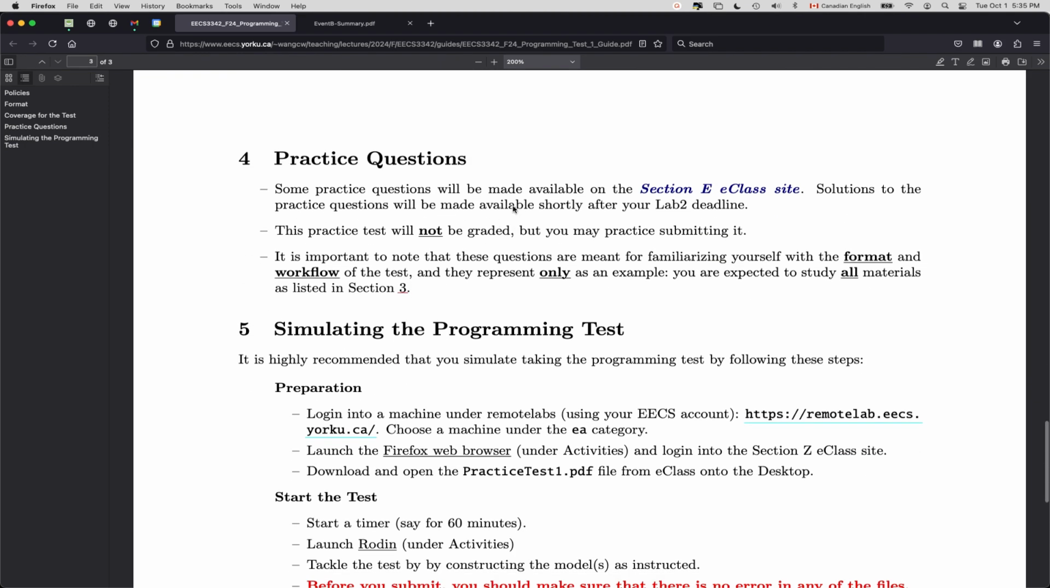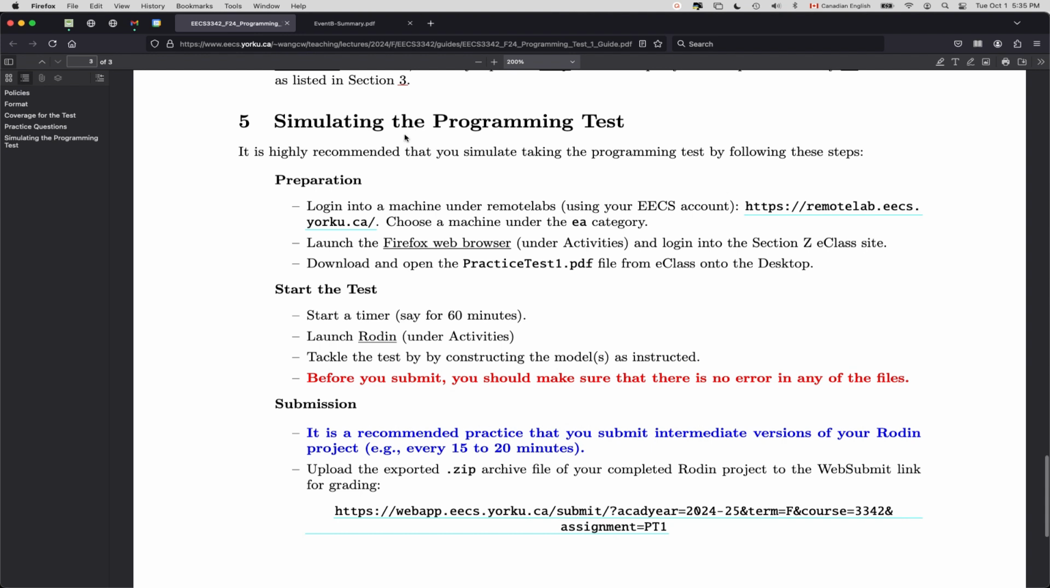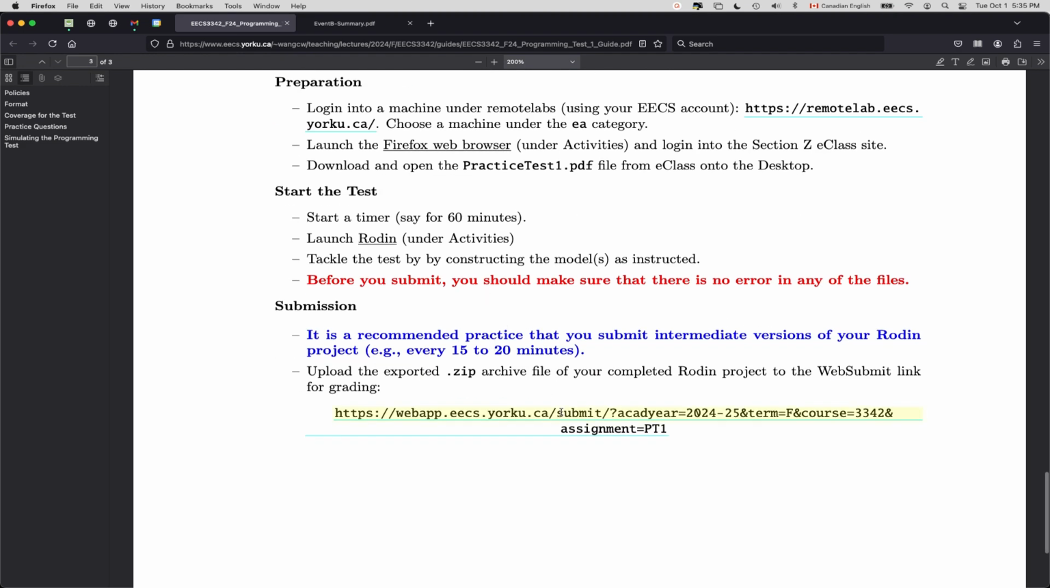All right, the practice question, as I said, is already on the E-class. Feel free. And this is just some instruction for helping you simulate the test. I would say set yourself a timer, 45 minutes, 50 minutes, up to you. Okay? And you can even practice submitting. I also put a link over here. All right, that's about programming test 1. Do you guys have any questions, any concerns?